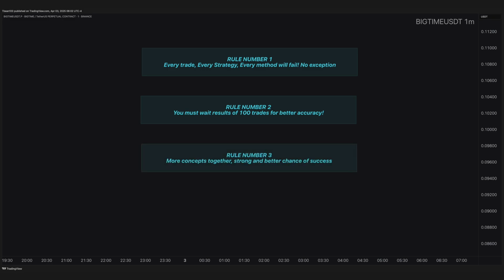3. And the last one. More concepts together make the area stronger and better and increase the chance of success. If you notice order block, OTE, SR flip, imbalance, and maybe other things in a single price level, there is a higher probability, a better probability of winning the trade. I hope all this makes a lot of sense for you.